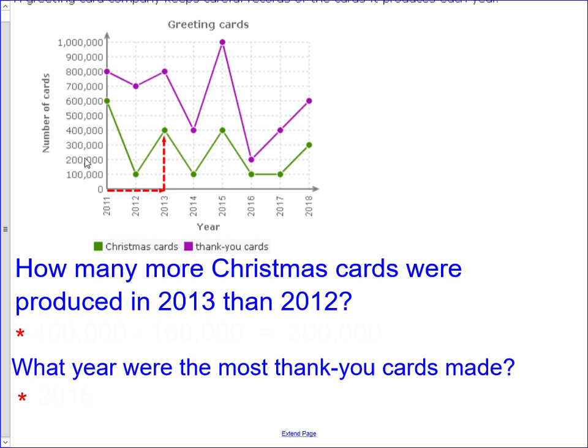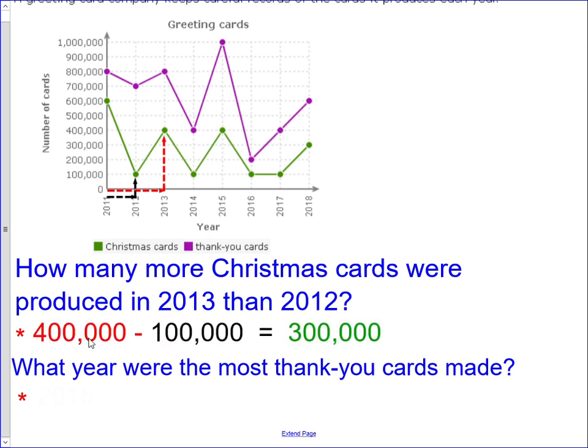The other amount we want is how many were produced in 2012. So let's start at our origin. We're going to go over to 2012 and up to our graph, and we see that that is 100,000 cards. To find out how many more, we're looking for the difference, so it's a subtraction problem. So we're going to do 400,000 minus 100,000, and that is equal to 300,000 cards. So what this is saying is that there were 300,000 more cards produced in 2013 than there were in 2012.